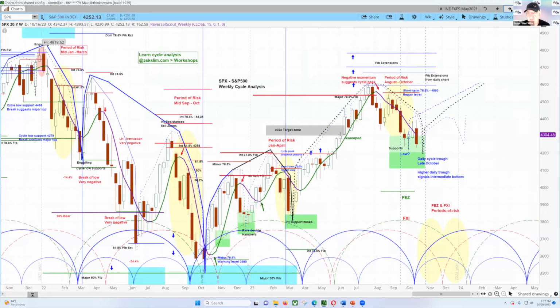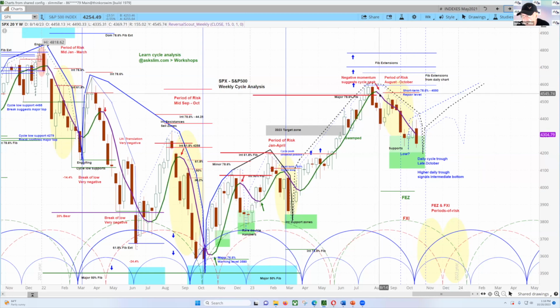Now let's switch over to the S&P 500, and you can see in here that this was the period of risk right over here that we talked about, that when it was likely to move to the downside and continue the bottoming period, as you can see right in here. Now, the question is, was that the low, or was the low going to get taken out in the daily pattern that bottoms in late October? I pretty much thought that it would come down again, but I wasn't sure.